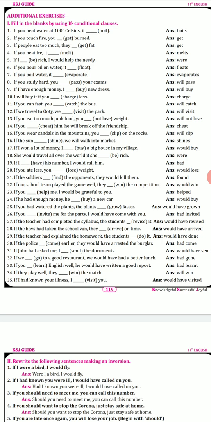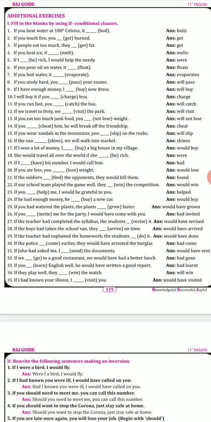And then question number 30, if the police come earlier, they would have arrested the burglar. So this is also an impossible condition. The police did not come earlier, and also they did not arrest the burglar. So if the police had come earlier, they would have arrested the burglar. So it is an impossible condition. So we cannot change what happened.